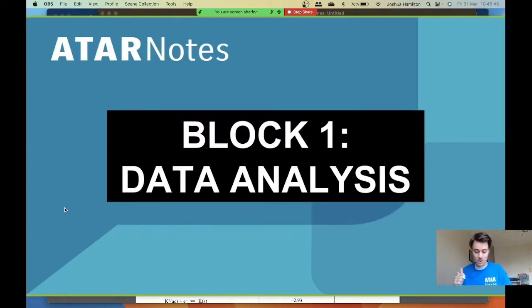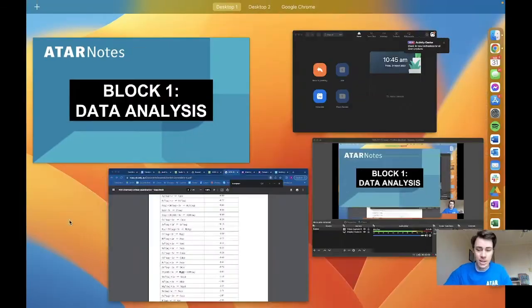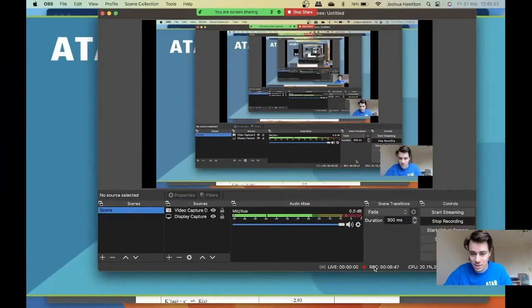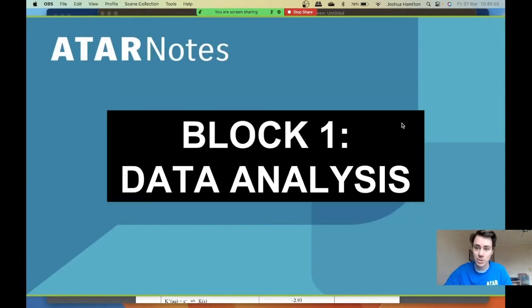Nonetheless, we're going to jump into block 1, which is data analysis. Just going to quickly check we are recording. Yep, we are recording. Good. Just wanted to make sure that we were all guns blazing. So we're going to jump into data analysis.